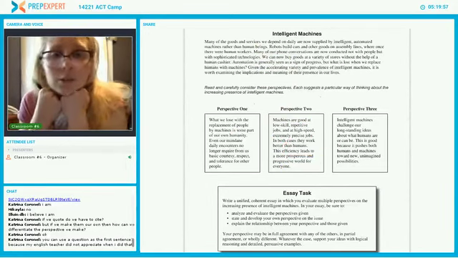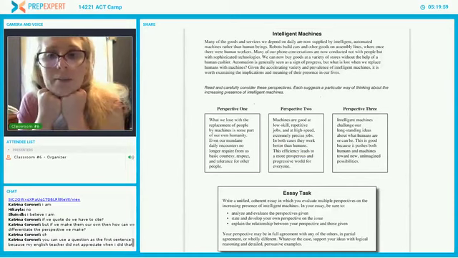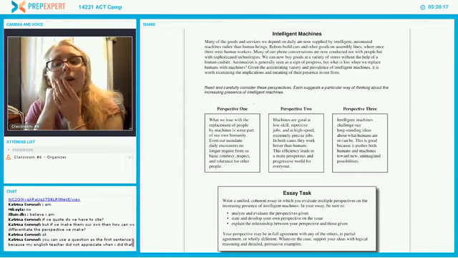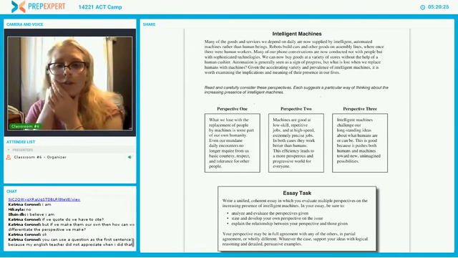Many of the goods and services we depend on daily are now supplied by intelligent, automated machines rather than by human beings. Robots build cars and other goods on assembly lines, where once there were human workers. Many of our phone conversations are now conducted not with people, but with sophisticated technologies. We can now buy goods at a variety of stores without the help of a human cashier. Automation is generally seen as a sign of progress, but what is lost when we replace humans with machines? Given the accelerating variety and prevalence of intelligent machines, it is worth examining the implications and meaning of their presence in our lives.